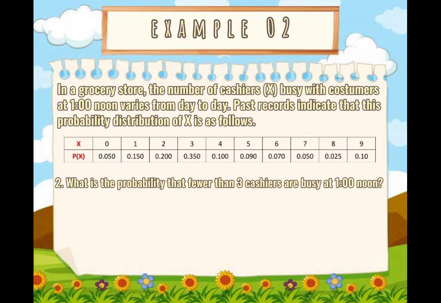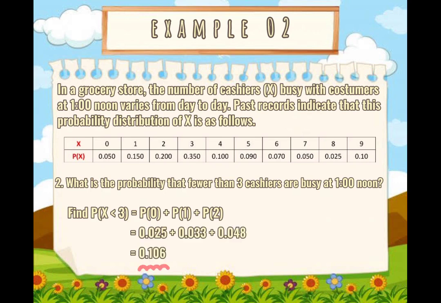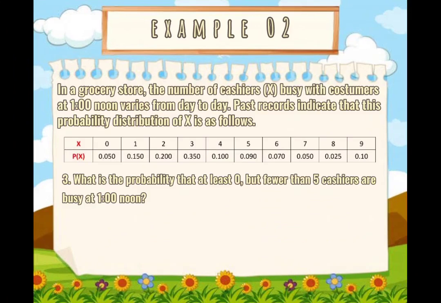Second problem is, what is the probability that fewer than 3 cashiers are busy at noon? When we say fewer than, it means less than 3. So, find the probability of x less than 3. And then substitute the corresponding probability and then add. So, the answer is equal to 0.106.